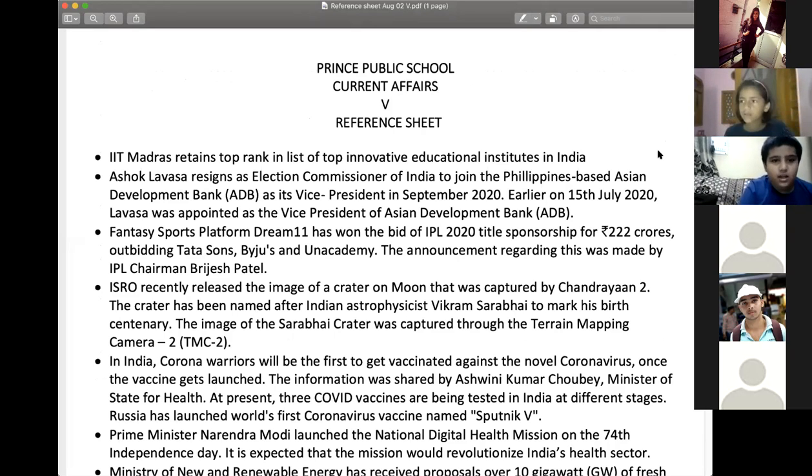IIT Madras written top rank in list of top innovative educational institutes in India. It says IIT Madras, that in Madras, that is south, there is this IIT, it becomes first in the list of innovative educational institutes. Innovative means creative way of teaching the text.